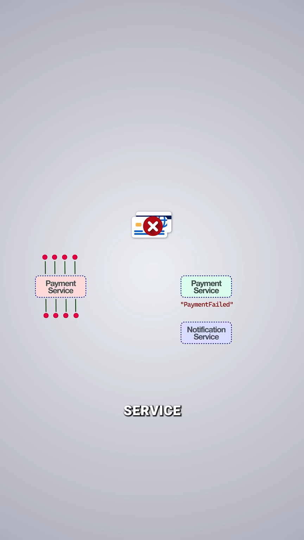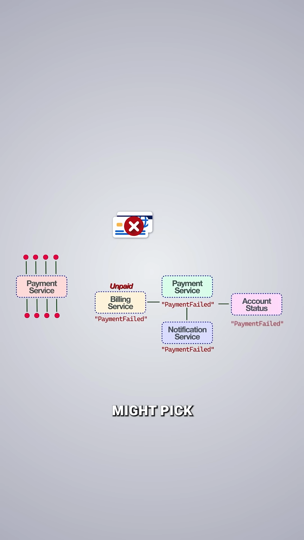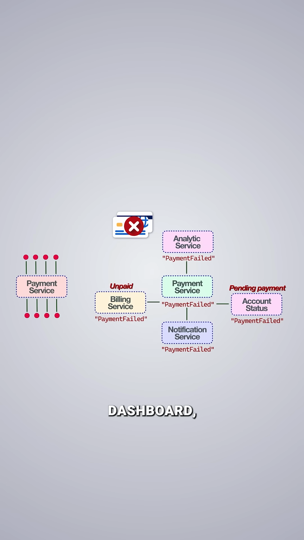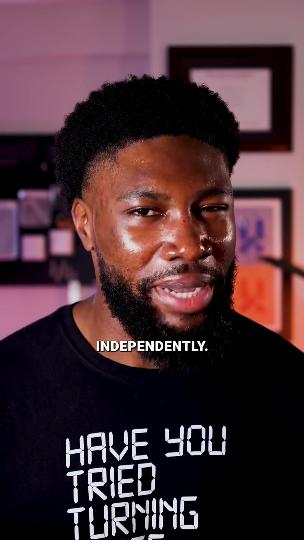Your notification service immediately picks up this event and sends an email or a push notification to the customer, letting them know that their payment didn't go through. Your billing service sees the same event and automatically flags the invoice as unpaid, while logging the failure for accounting purposes. Your account status service might pick up the event and mark the account as pending payment. Meanwhile, your analytics service captures this event for business intelligence dashboards, helping you track payment failure rates and identifying patterns. All of these interactions happen simultaneously and independently.